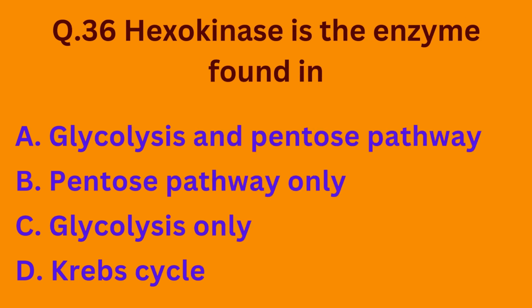Next question is, hexokinase is the enzyme found in option A, glycolysis and pentose pathway, option B, pentose pathway only, option C, glycolysis only, option D, Krebs cycle. So students, hexokinase is an enzyme which is found in both the glycolysis and pentose pathway. The correct option is option A.